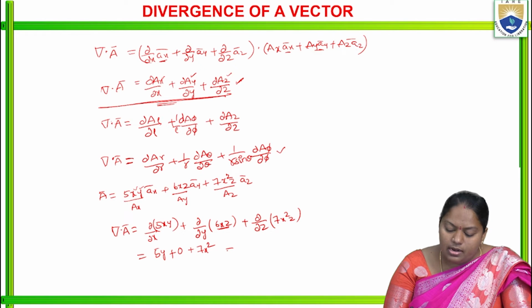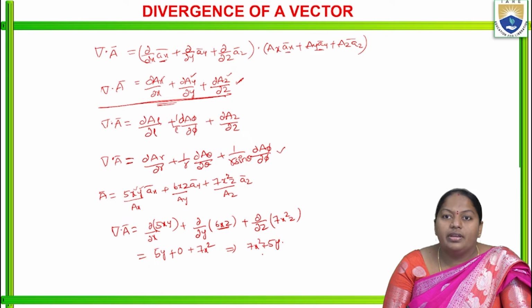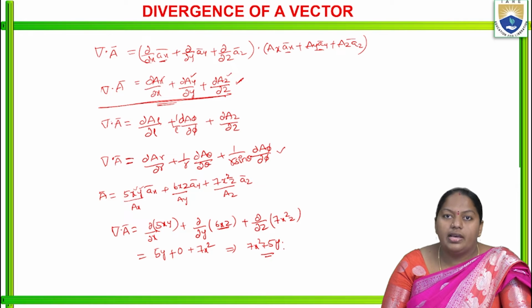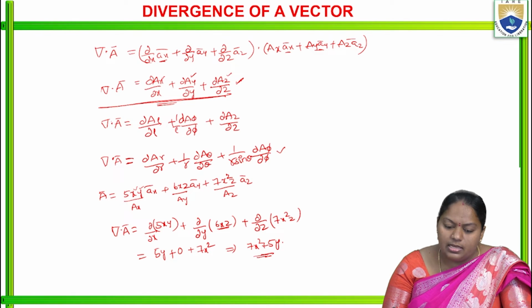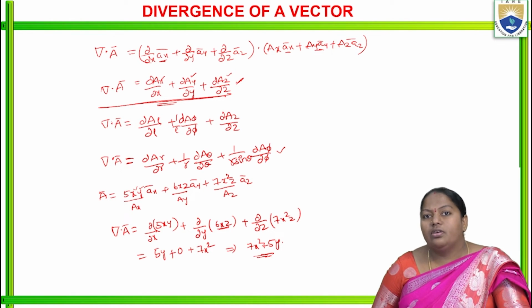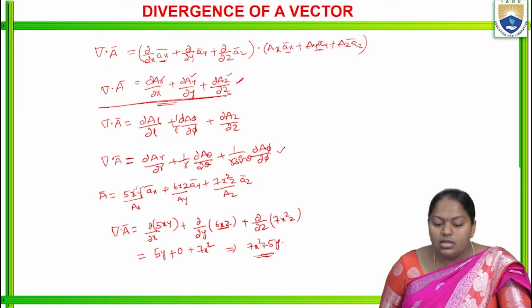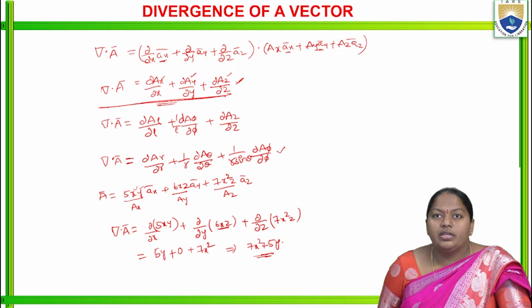Then from this del dot A bar can be written as 7x square plus 5y. See, if you observe, 7x square plus 5y has only magnitude, there is no direction. Now from this we can say that the divergence of a vector quantity is a scalar, right? This is for the second operation, the del operator as divergence of a vector.